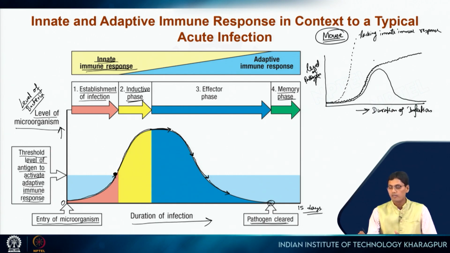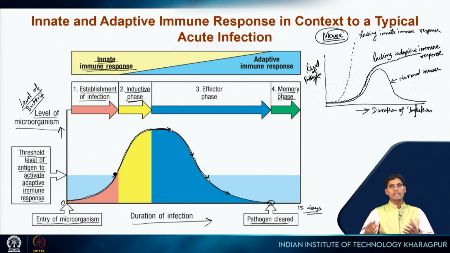So this is the mouse lacking adaptive immune response. Okay, and this is the normal mouse. So now I hope you understand the contribution of innate and adaptive immune response.